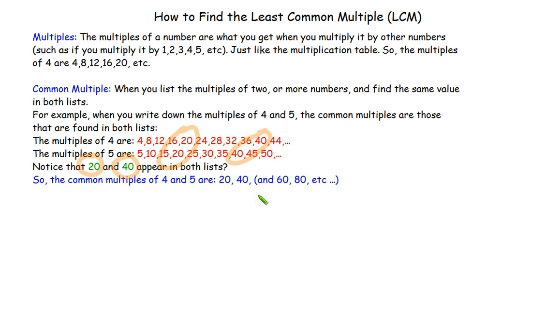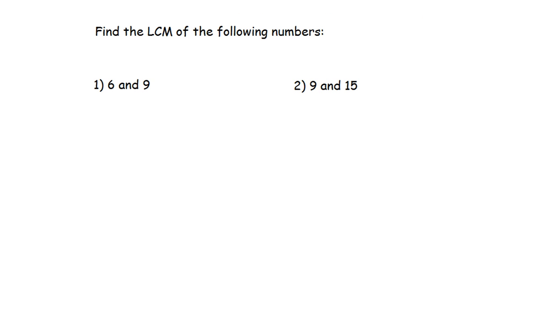But the ultimate goal of this lesson is to find the least common multiple. So just to quickly tell you what that is, the least common multiple is basically the smallest number that appears in both lists. So in our case, the least common multiple of 4 and 5 is going to be 20. That's our LCM. Let's take a look now at two examples.